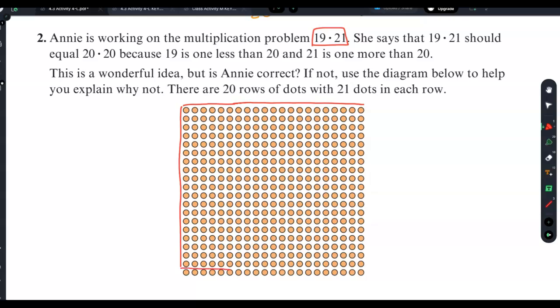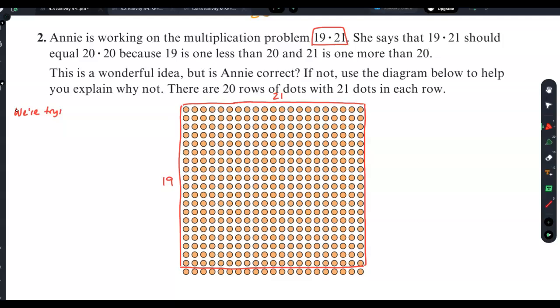I'm just going to outline in red what this would look like. So this part that I'm outlining in red is my 19 by 21 array. And that's what I'm trying to find, right? That's the original problem that we're starting with that Annie is trying to do. She's trying to do 19 times 21, which is not an easy one to do in your head.